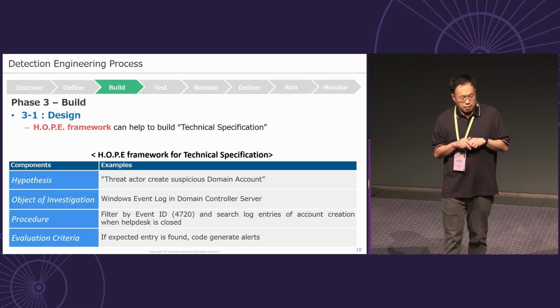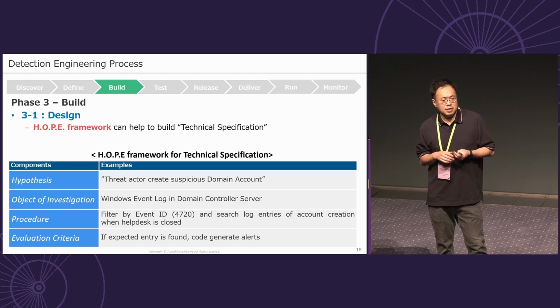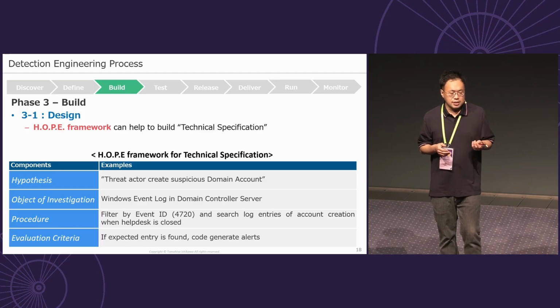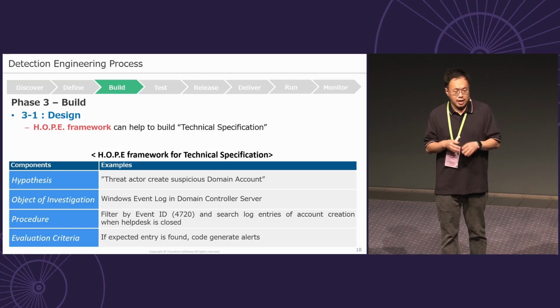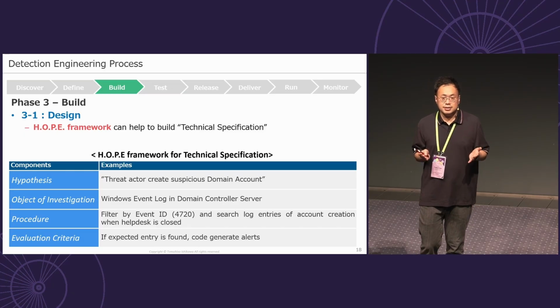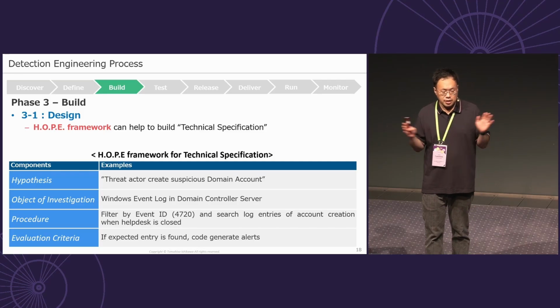And I mentioned the whole framework. Basically, when we write down the technical specification, we'd like to include at least four portions. First of all, the hypothesis: what is the objective of the detection code. For example, in a very simple case: a threat actor creates a suspicious domain account. This is the kind of statement.